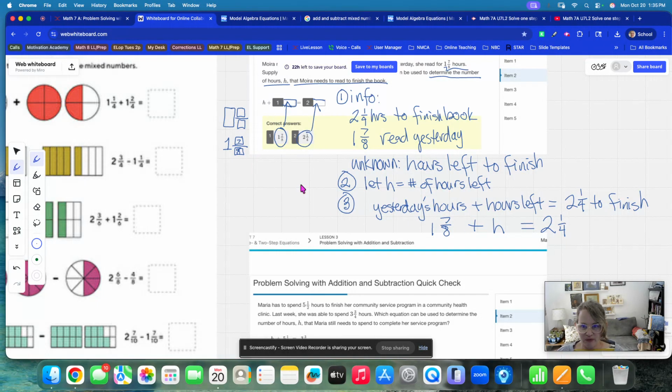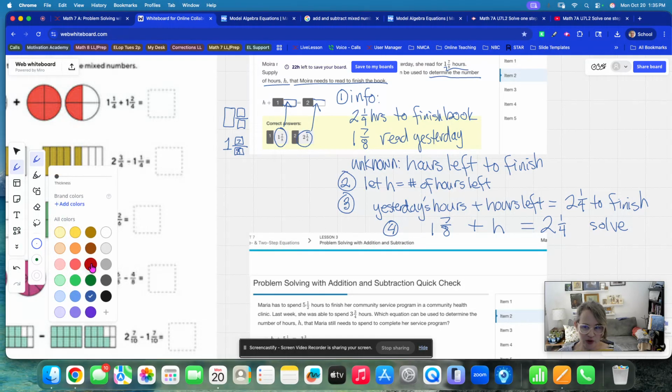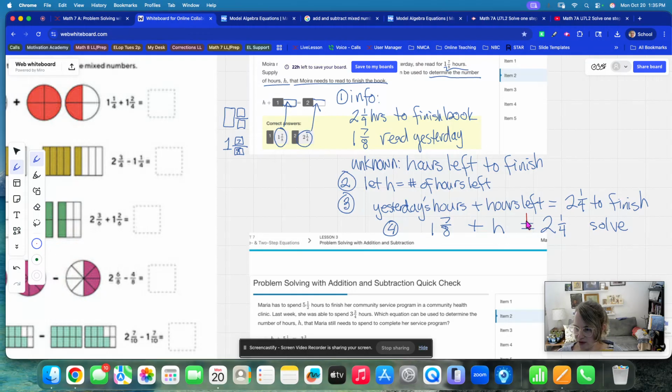I know I'm done with this problem, but I'm going to go ahead and do step 4. Okay, so step 4, we're going to solve this. And the way I'm going to do that, I want h by itself. Here's my line of balance. I'm going to subtract 1 7/8 from both sides.